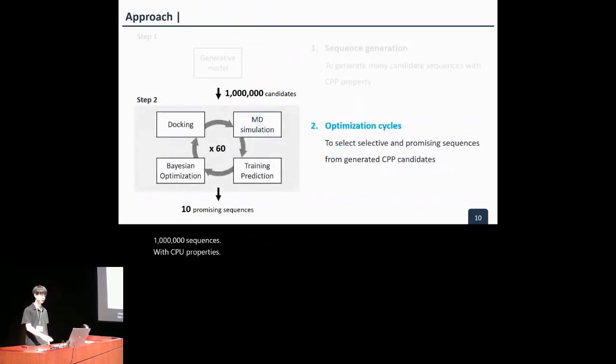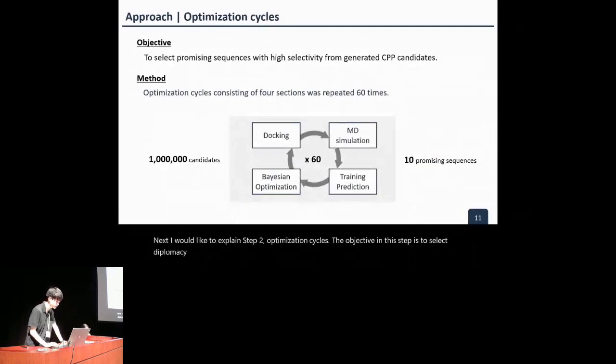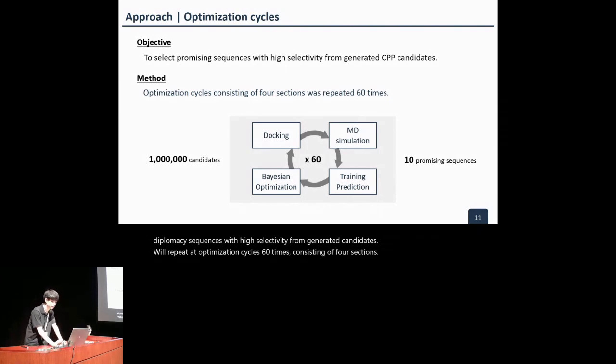Next, I'd like to explain step 2, optimization cycles. The objective in this step is to select promising sequences with high selectivity from the generated candidates. We repeated optimization cycles 60 times, consisting of 4 sections: docking, MD simulation, training the prediction models, and Bayesian optimization. I'd like to explain only the core ideas in order.